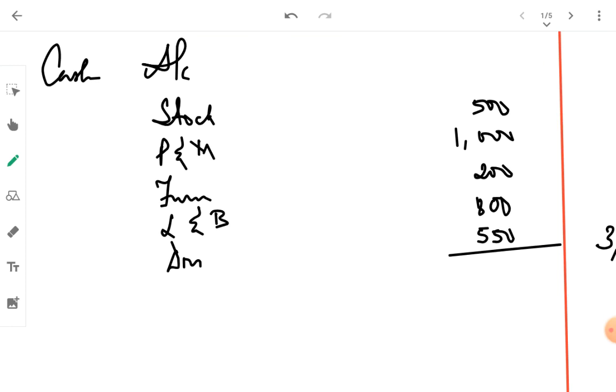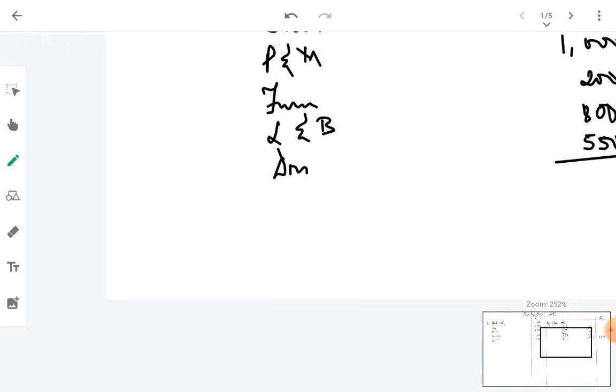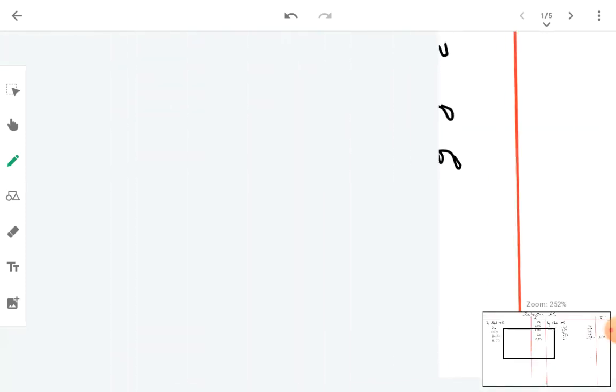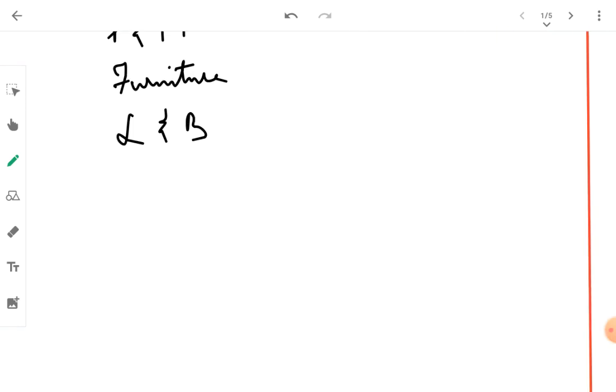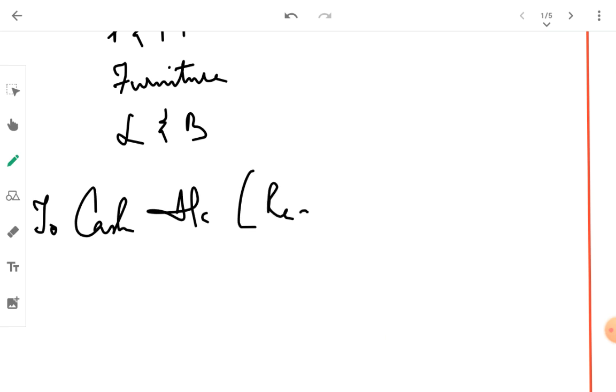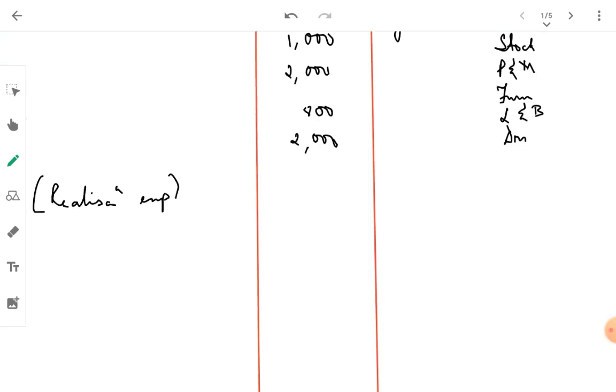And then in the question they've given us realization of expenses amounted to rupees 50. So let us record that. It will be to cash account. We're paying realization expenses. So realization expenses amounting to rupees 50.